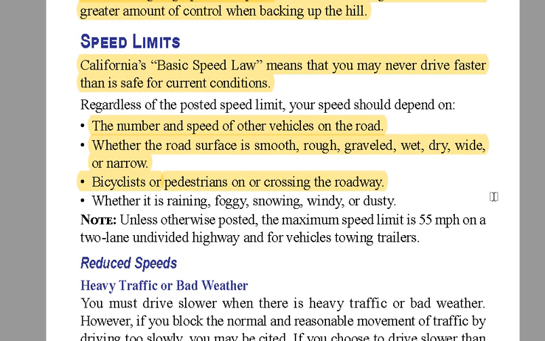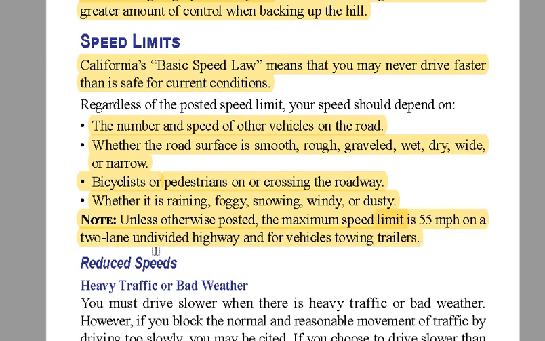Bicyclists or pedestrians crossing the roadway. So if you see people on bikes and they're crossing in front of you, whether they can or not, you can't run them over. So you can either slow down or stop. On that one, that's a clear one, so you don't have anything to think about. And here, whether it's raining, foggy, snowing, windy, or dusty. Those can all determine how fast you go. And the word snowing is what's going to be in your fill-in later when you do the assignment.